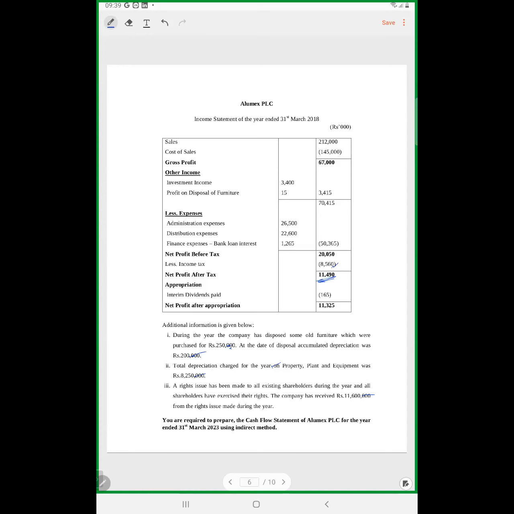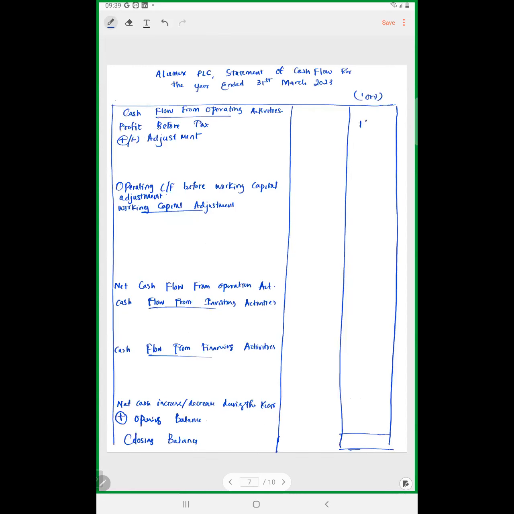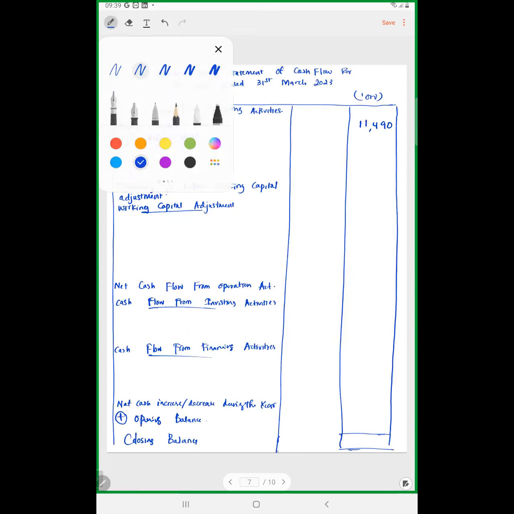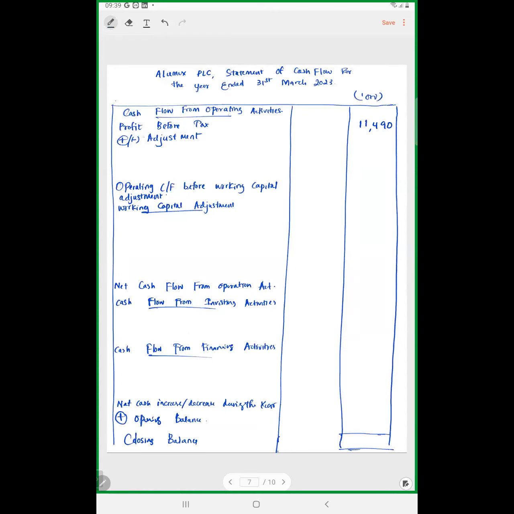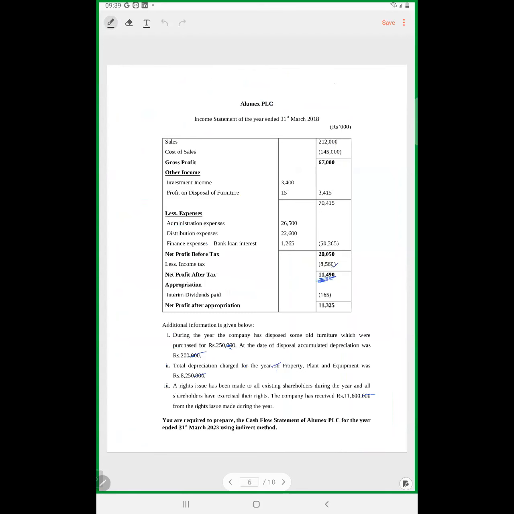You are required to prepare the cash flow statement of Alimix PLC for the year ended 31st March 2023 using the indirect method. So first thing, you can easily find the profit before tax. You can insert it, 11,490. Then after that, is there any adjustment? Of course, yes. What is that? You will have depreciation here. So we can discuss one by one.